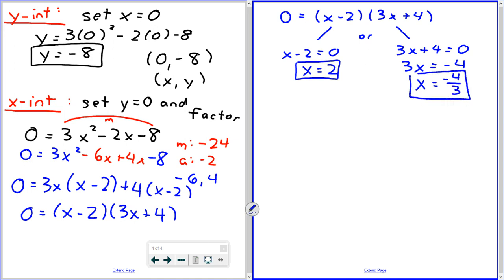All right. Now this is the key part. You want to be using your mind instead of just using your math. What are those things I actually just found there? What did I actually find? The x intercepts. Very good. So the x-intercepts are 2 comma 0, right? And then negative 4 over 3 comma 0.